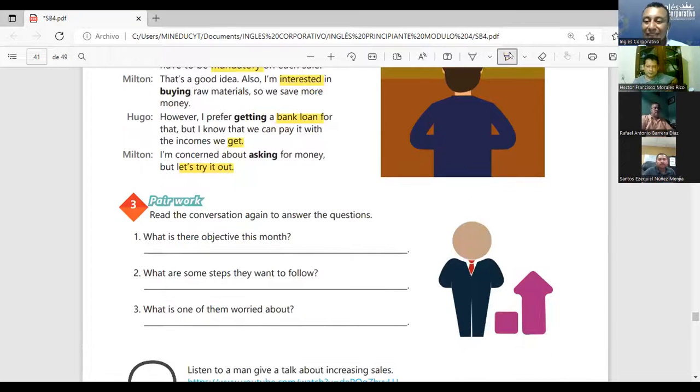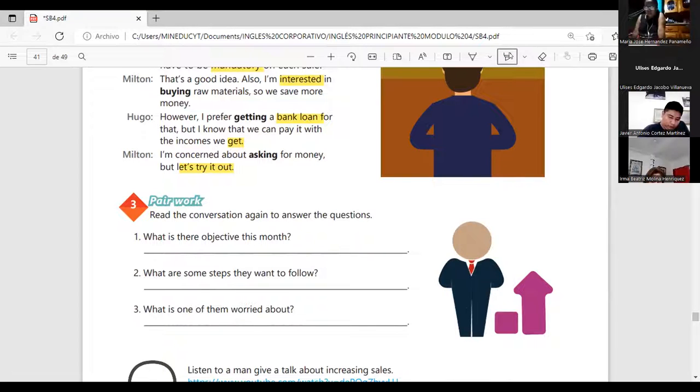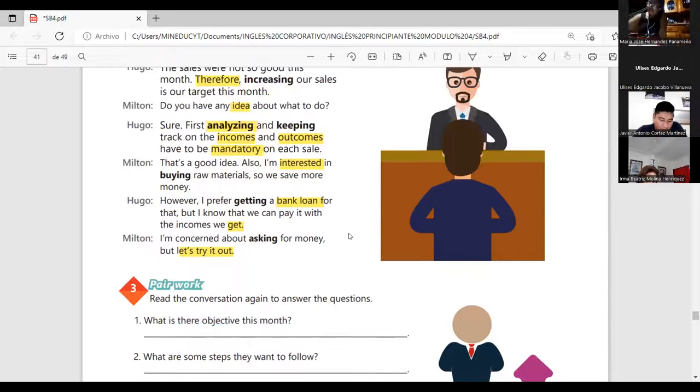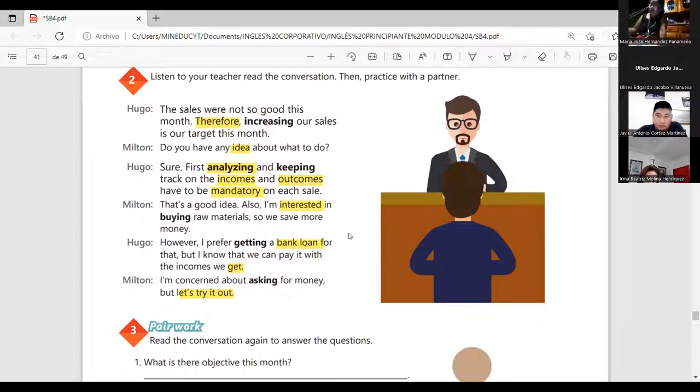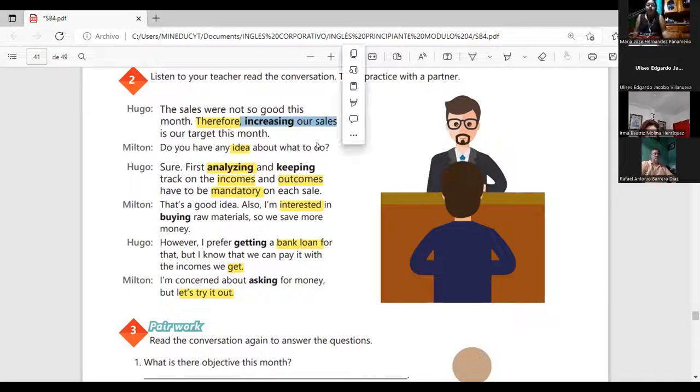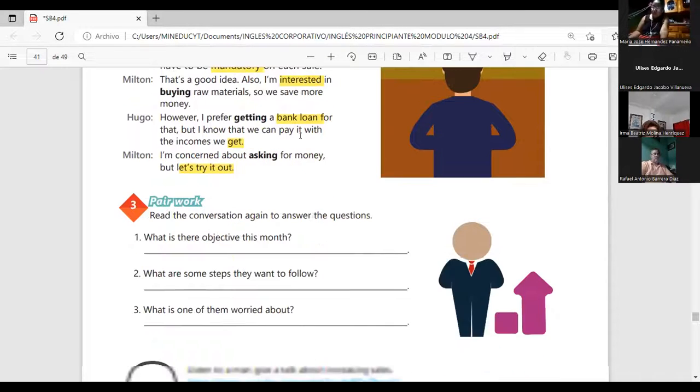So question number one, let me see the people who didn't participate. Javier didn't participate. So Javier, question number one, what is the objective this month? Increasing our sales is our target this month. All right, so the objective is increasing our sales, incrementar nuestras ventas. That is the objective, okay? Thank you, Javier.